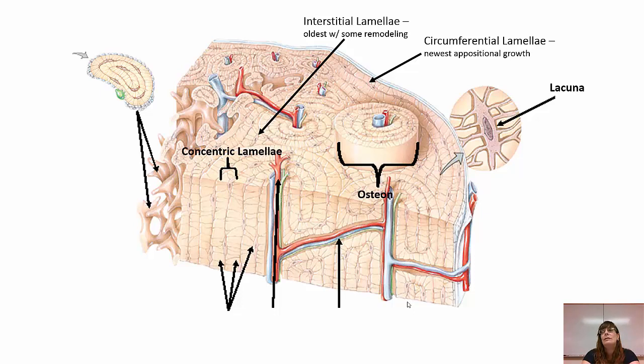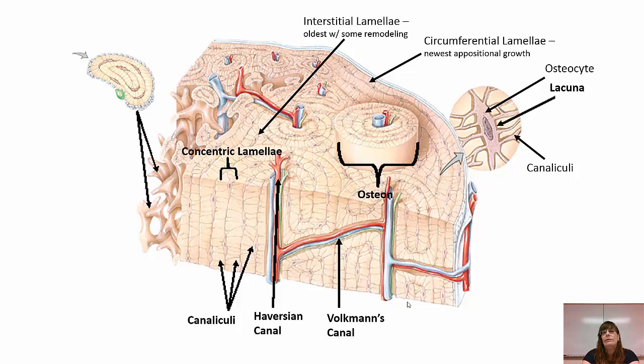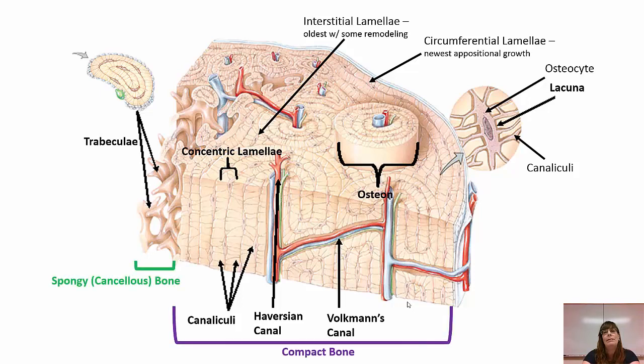There's a lacuna with the osteocyte inside. The canaliculi are the canals that connect them. And if you look, it's blown up from the actual picture, so you can see all those dots, which are the osteocytes and lacuna. Volkmann's canal or perforating canals run transverse. Haversian canals run parallel. Then there's the trabeculae from the spongy bone. And compact bone.